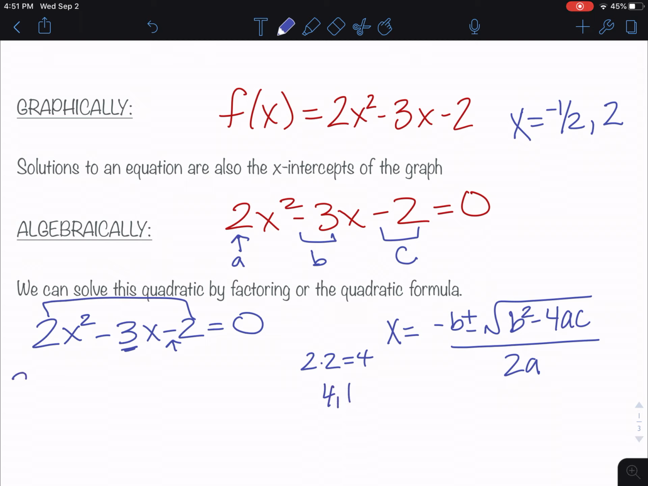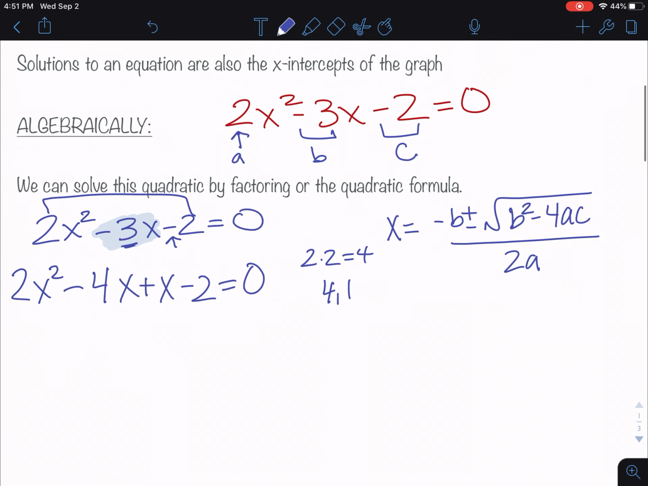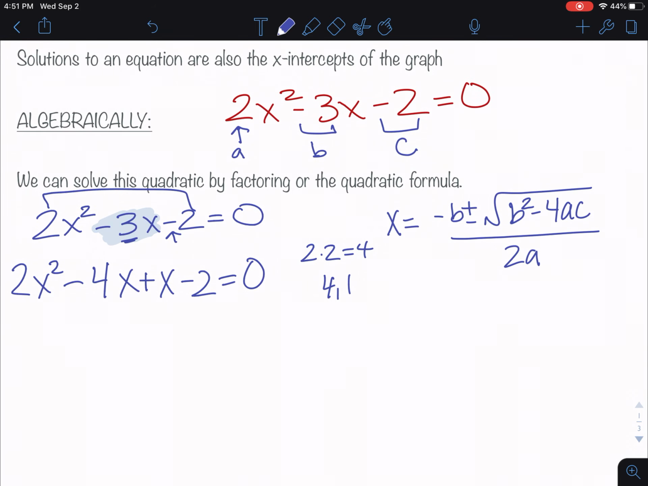I'm going to simply copy down the first term and the last term, and then I'm going to rewrite the middle term as 2 terms using those factors of 4 that subtract to be 3. Then I also need to create a value when I combine those two like terms that is equal to negative 3x. So that is going to be negative 4x plus x. My next step in factoring would be to split this in 2 groups and factor by grouping since I have 4 terms.